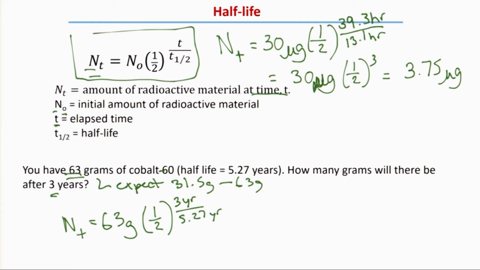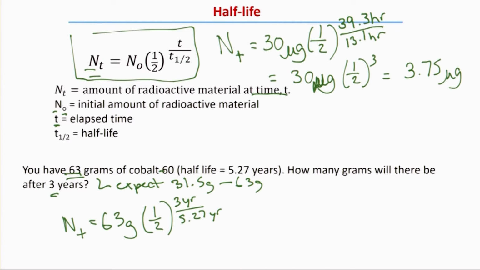When you're setting up this time over half-life, I want to make sure you realize that you should make sure the units cancel out. In the previous example, the time and the half-life were both in hours. Here, they're both in years. It doesn't matter what unit of time they're in, as long as they're the same, so they would cancel out.